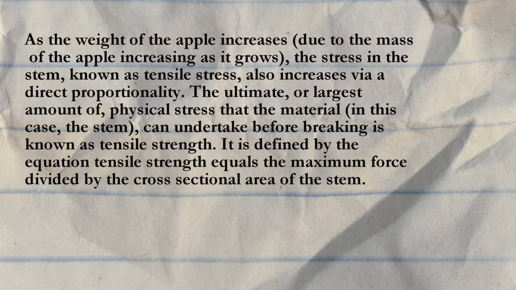As the weight of the apple increases, due to the mass of the apple increasing as it grows, the stress in the stem, known as the tensile stress, also increases via direct proportionality. The ultimate or largest amount of physical stress that the material, in this case the stem, can undertake before breaking is known as tensile strength. It is defined by the equation: tensile strength equals the maximum force divided by the cross-sectional area of the stem.